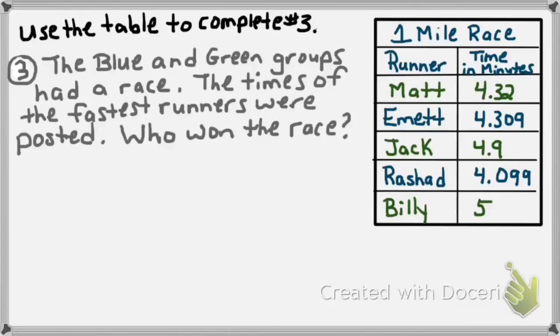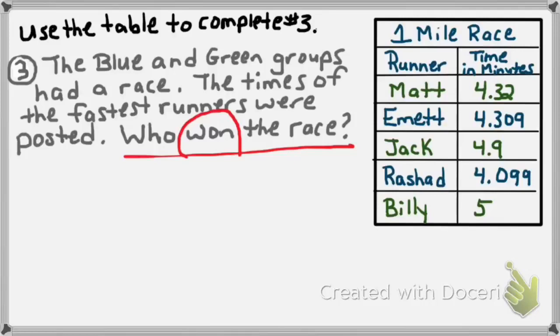So in order to find who won the race, I need to order these numbers. The question is, will I order the numbers from least to greatest or greatest to least? Well, my question wants to know who won the race. Is the winner of a race the person who has the longest or the greatest time? Or is the winner of the race the person who has the shortest or the least time? Think about that in a race. If you win, do you want to have the least time that you ran or the greatest amount of time that you ran?